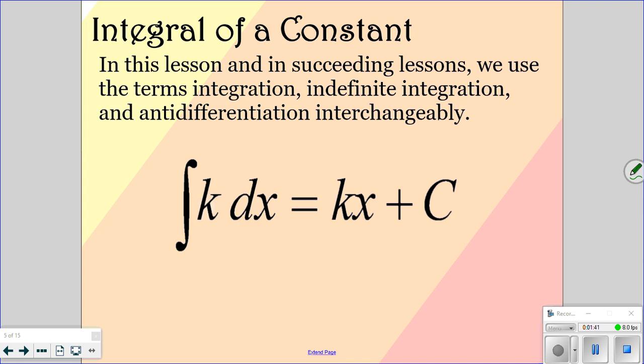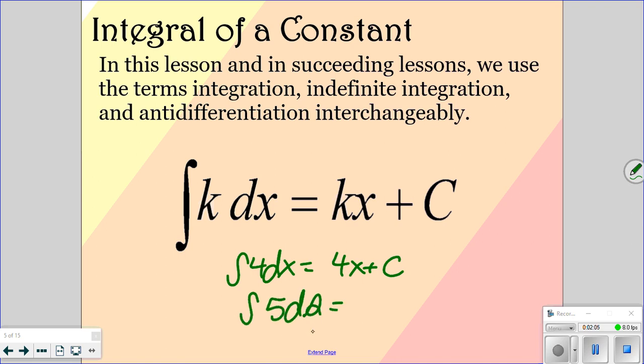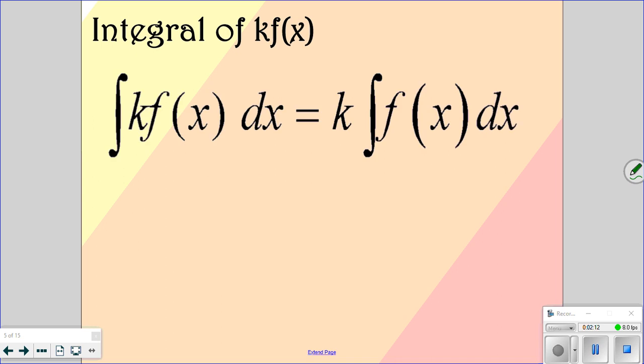The integral of k dx is going to be kx plus c. So if you're going to integrate a constant, you're going to just add an x and a plus c. So if it says integrate 4 dx, you're going to say 4x plus c. If it says 5 ds, your variable is s this time, so you would have 5s plus c. So that's how those will work with a constant.